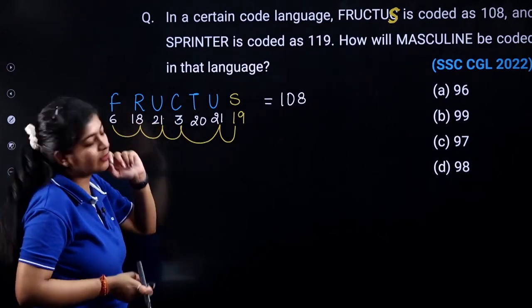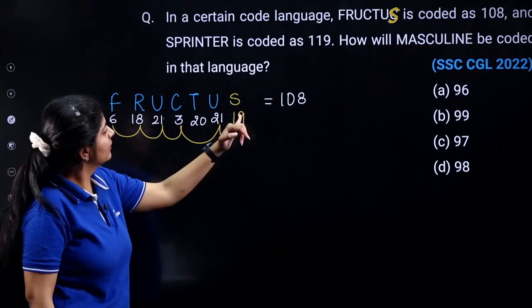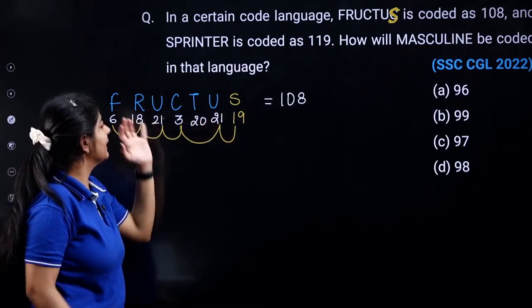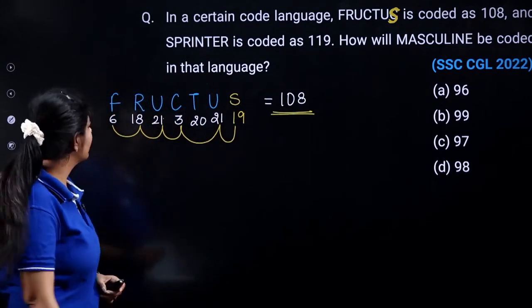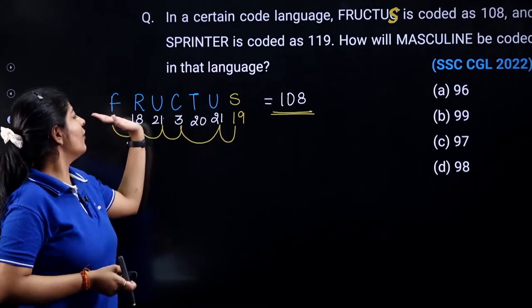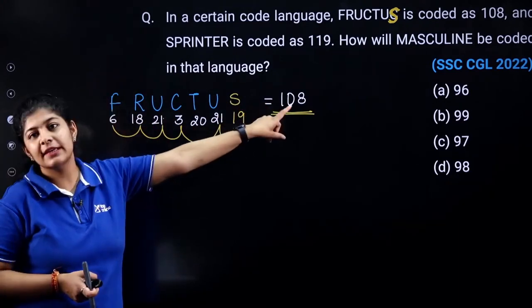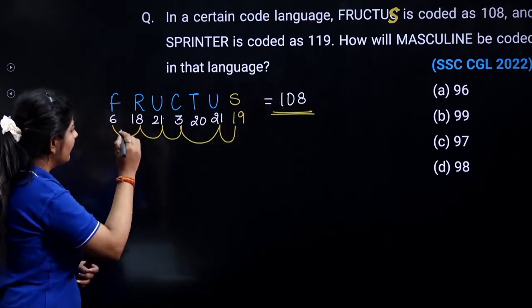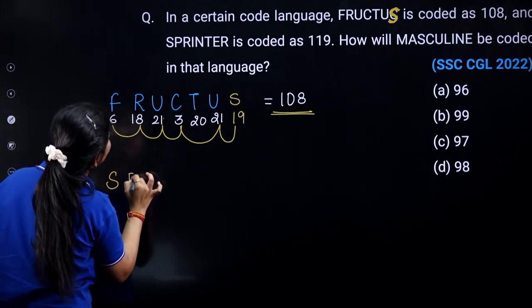Again we are getting something wrong. 3, 4, 5, 6, 7, 8, 9, 10. Okay, yes. So basically I did some calculation mistake. So the addition of all the associated numbers of these particular letters is summed up together and we will get this particular number. Now we will check the same thing with the word Sprinter.